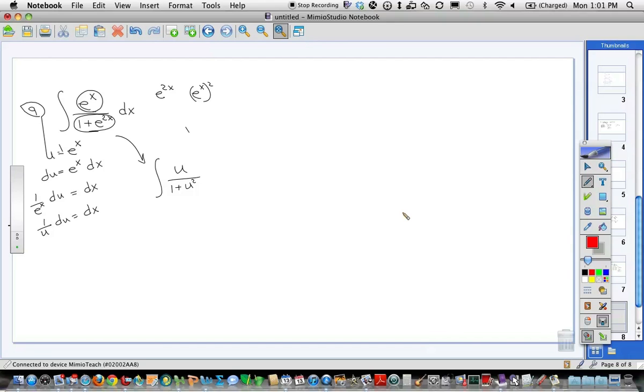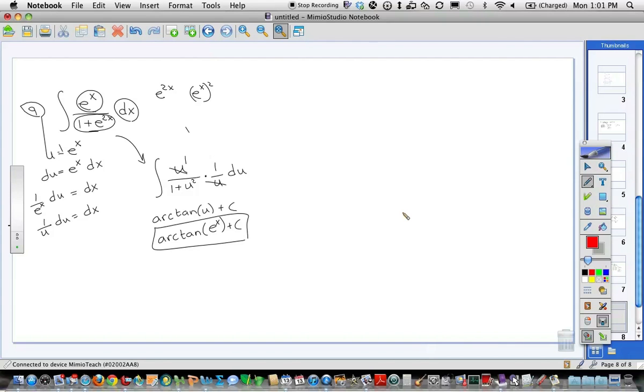Now again, this is the long road, but we're going to get there. So now I can sub out the dx with a 1 over u, and I can't put that on the outside because it's not a constant. 1 over u du. Well, what happens? The u's cancel, and what am I left with? Arctangent of u plus c, which would be arctangent of e to the x plus c.